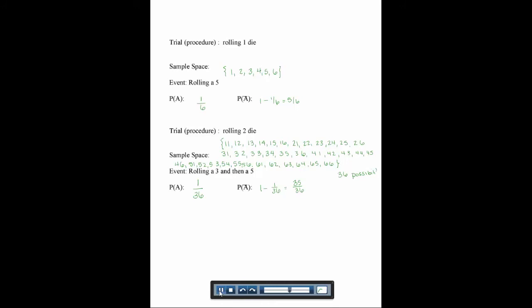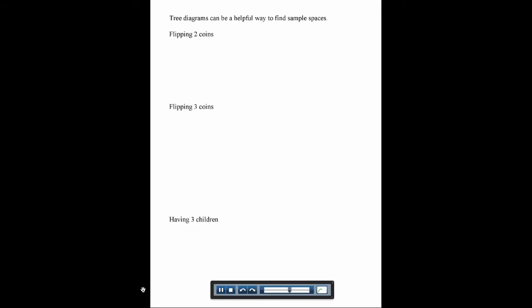Now, sometimes we can make what are called tree diagrams, and these help us find sample spaces. So to make a tree diagram, we first list out what could happen the first time. So if we're flipping 2 coins, the first coin, we could get a head or a tail. Now, off of each of these, we have to put all of the possibilities for the second coin.